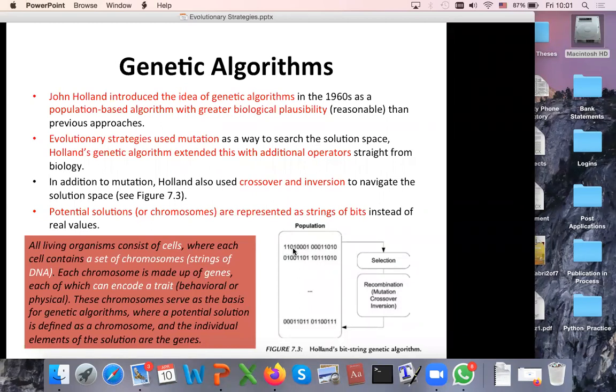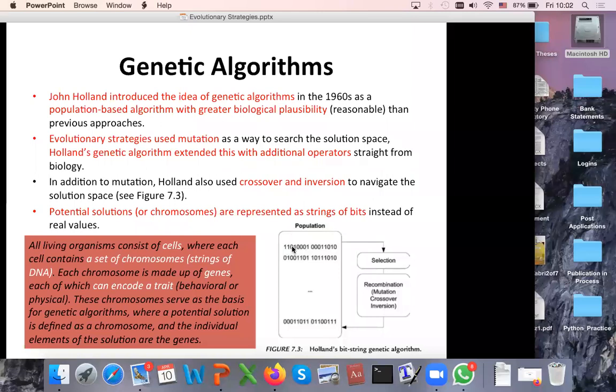Why potential solutions? Because these are the candidates which have the tendency to provide us some sort of a solution. That's why John Holland called them potential solutions. And John Holland used another particular name with respect to biology for these members, the chromosomes. So for John Holland, these are the chromosomes, and these are also the potential solutions. We can also call them members or parents. Anyhow, there are different names.